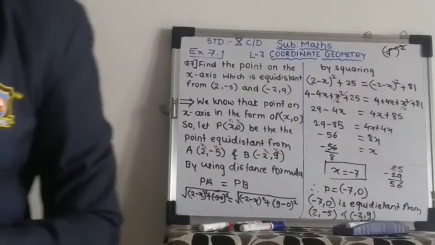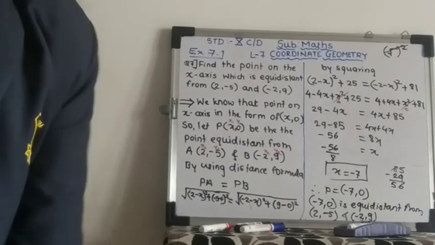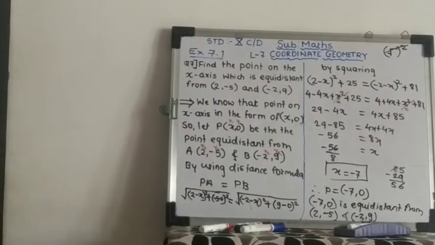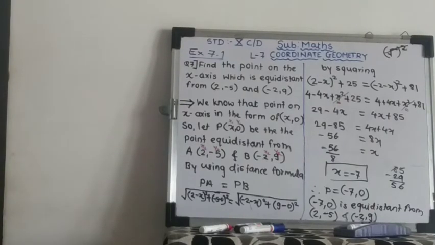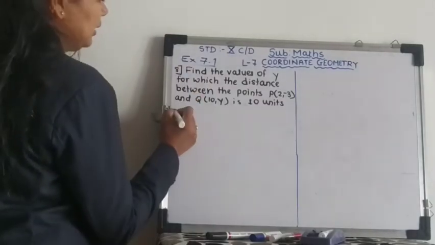Now we will move ahead with our next question, that is question number 8. Find the values of y for which the distance between the points P(2, minus 3) and Q(10, y) is 10 units. So let us first write down this sum and then we will solve. Have you written the sum? Yes. Now let us solve it.